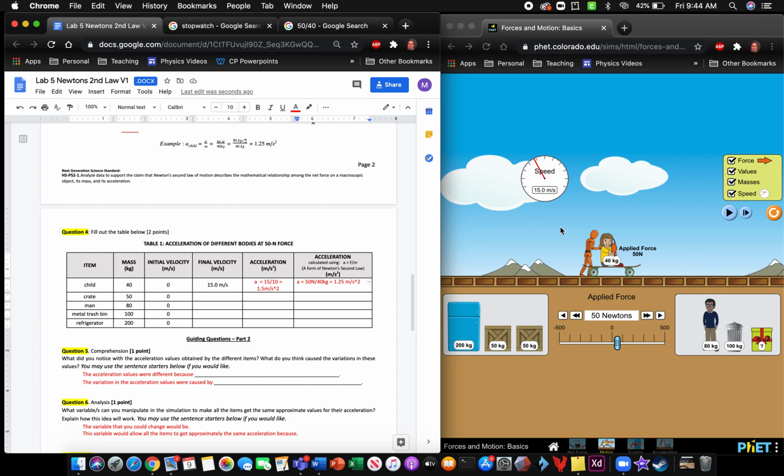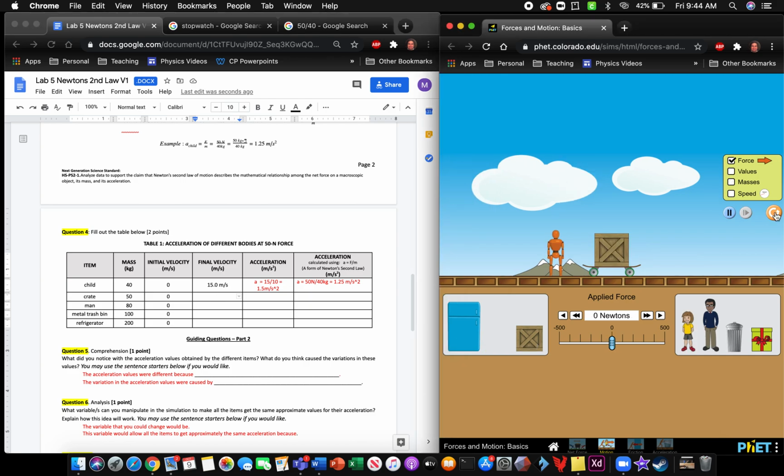And so some human error is causing our values to be off. But if we were able to enact this simulation perfectly and human error didn't come into play, then these numbers would be exactly the same. So the acceleration should be 1.25 meters per second squared. All right, let's do one more, and then the remaining 3 will be on your own.